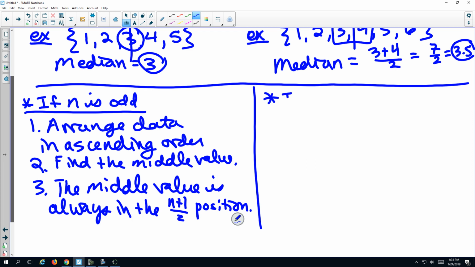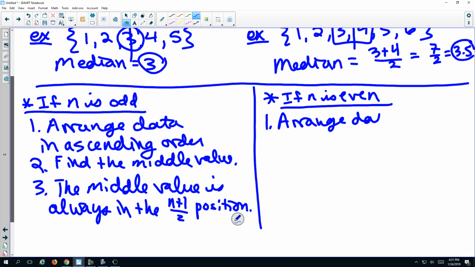And then if n is even, same thing, arrange data in ascending order.